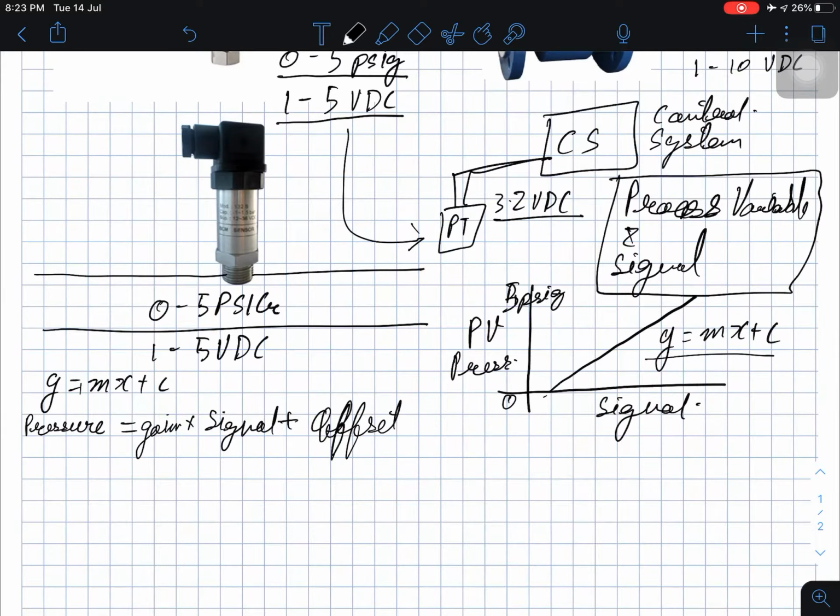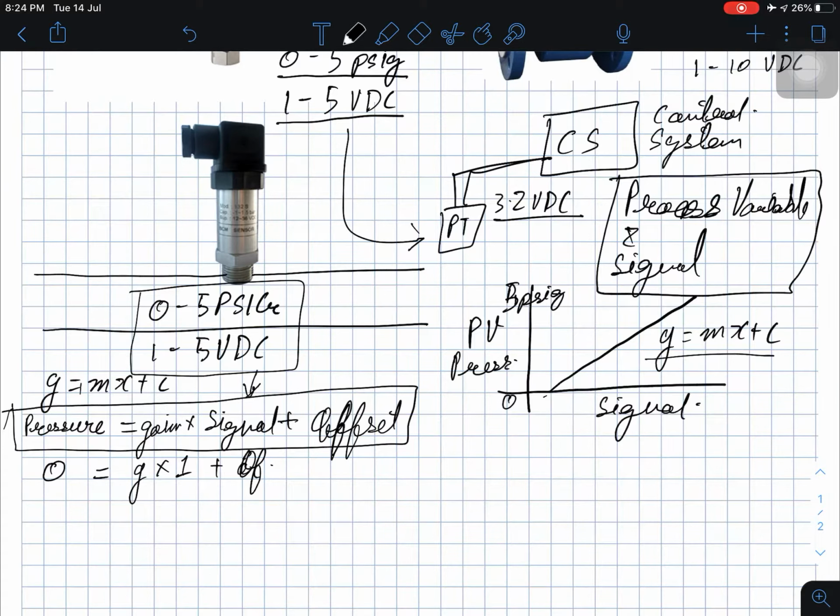So let's inject this data into this equation here downside. We know pressure from this data. When the pressure is 0, we don't know the gain in this case, so let gain be g, multiplied by the signal. The signal when the pressure is 0 is 1, plus the offset, which we also don't know. Let it be OF for now. The objective here is to find the gain and the offset value, so that we can finally get to the final equation, which we can feed into any microcontroller, PLC, or anywhere it's required.